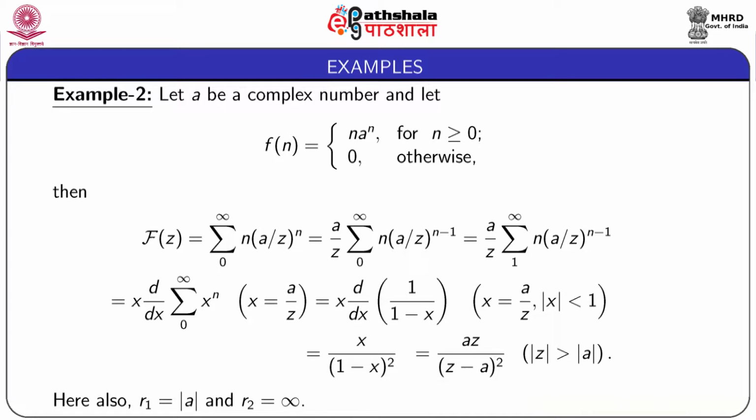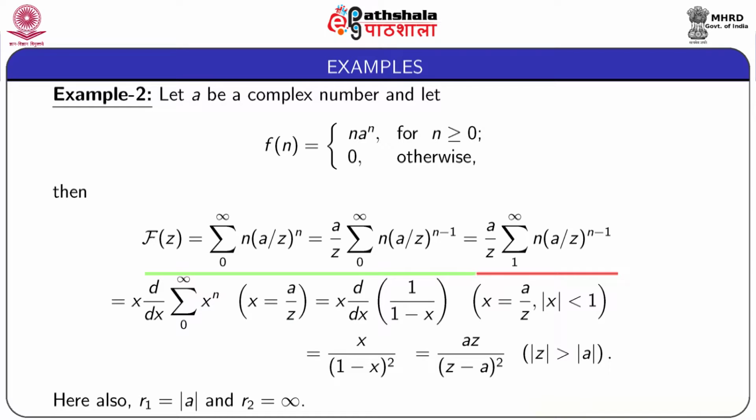Next we come to example 2. Let a be a complex number and let f(n) equal to n a to the power n for n greater than or equal to 0 and 0 otherwise. Now, the Z transform of f(n) is capital F(z), which is equal to the summation n equal to 0 to infinity of n a to the power n z to the power minus n, and that is equal to the summation 0 to infinity of n into (a by z) to the power n.